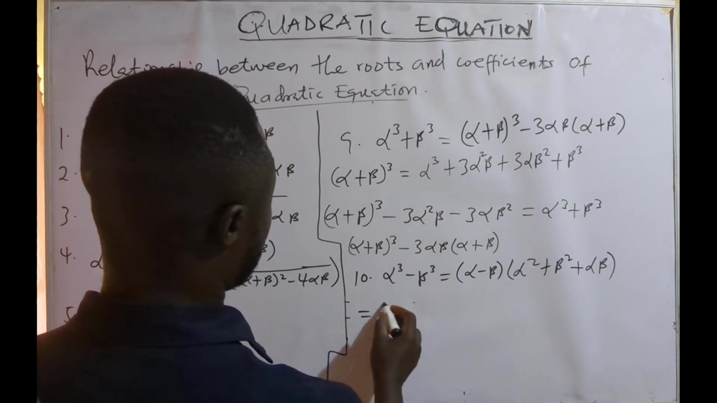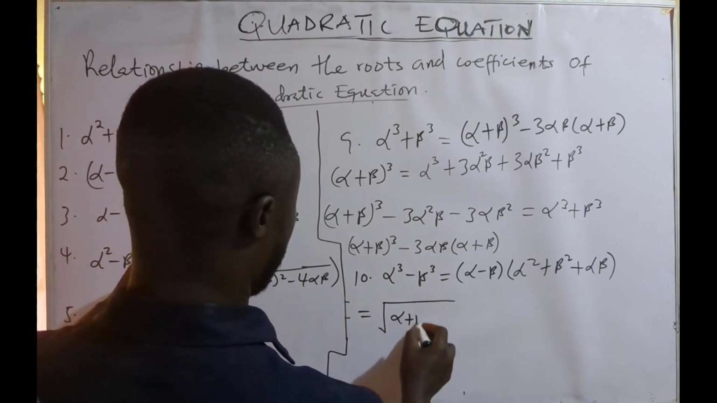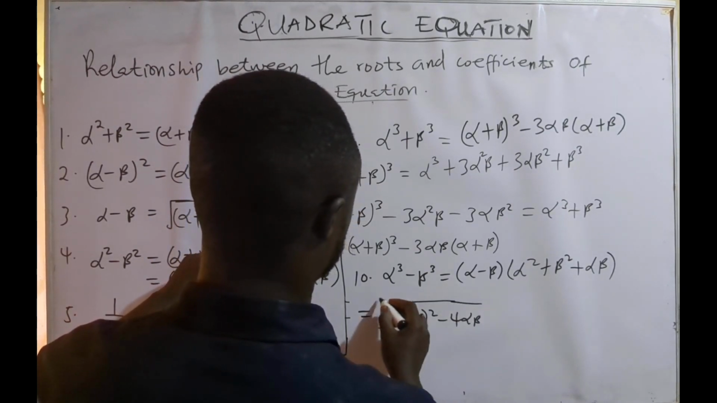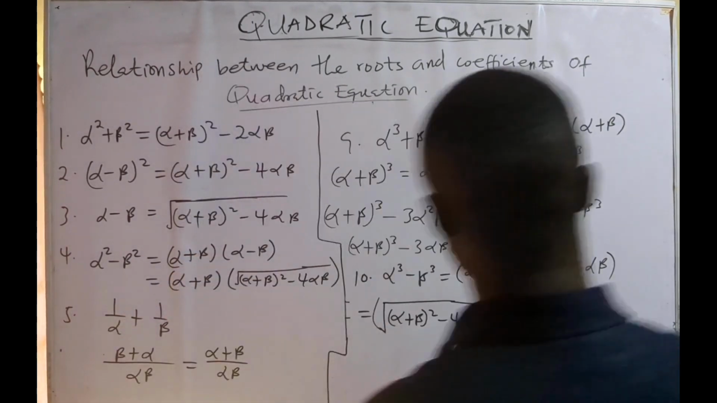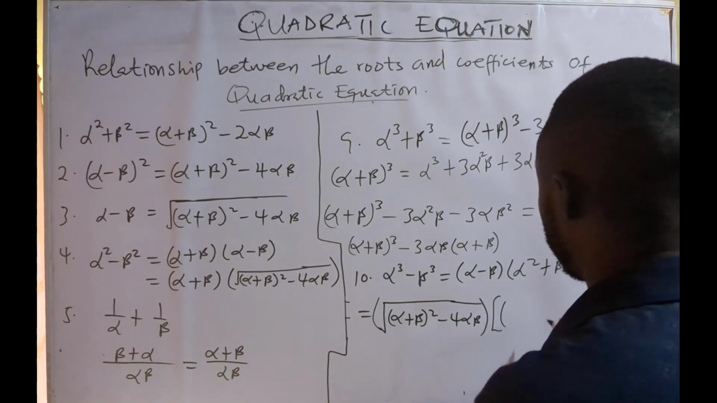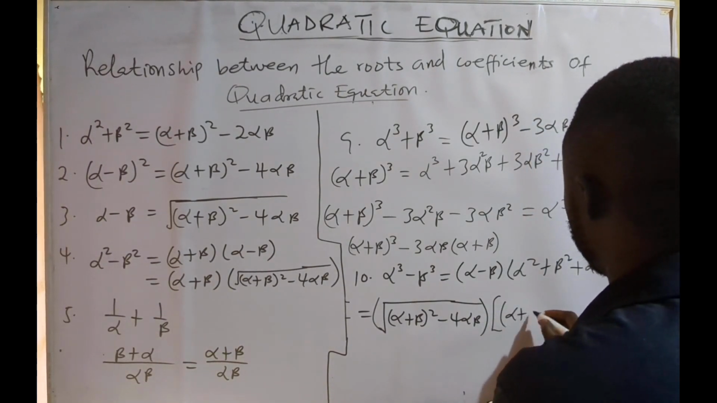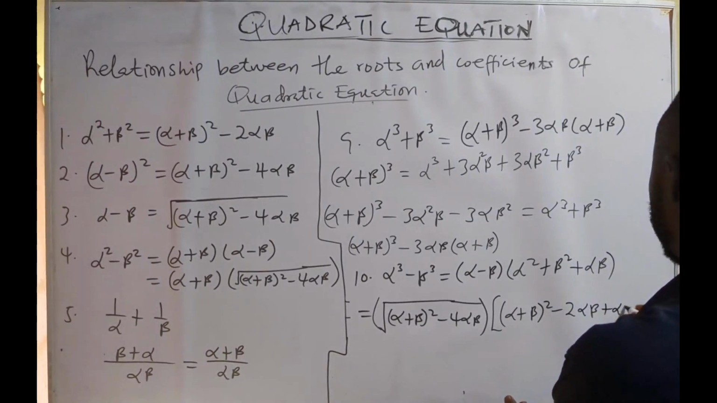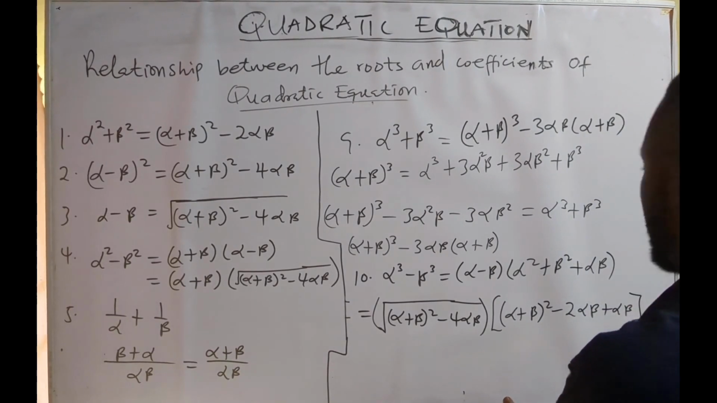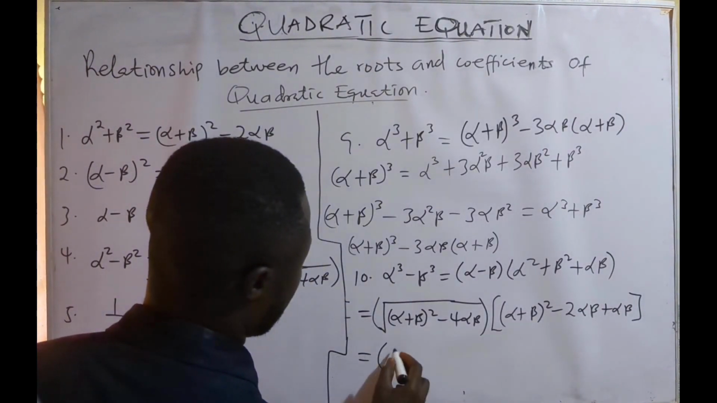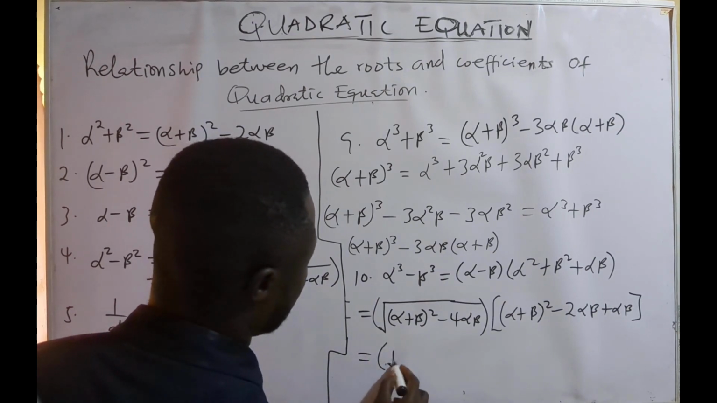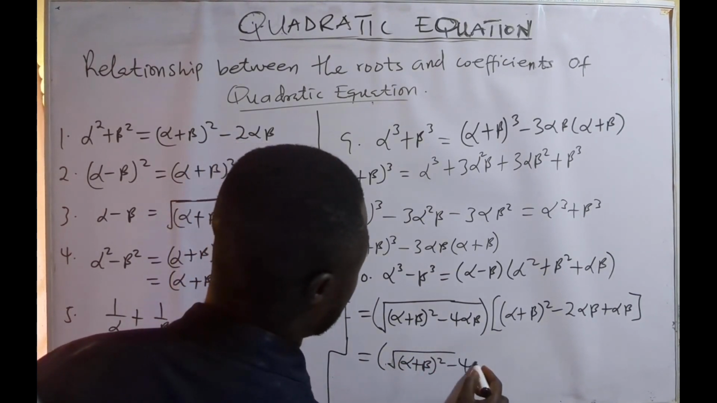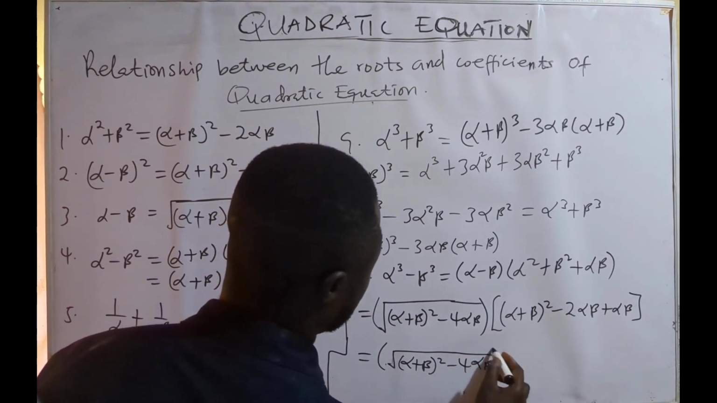So this can be what? Square root of alpha plus beta all squared minus 4 alpha beta. That is for alpha minus beta. And then this can also be alpha squared plus beta squared, which will give me alpha plus beta all squared minus 2 alpha beta, plus alpha beta. You see? So that we have our square root of alpha plus beta all squared minus 4 alpha beta.